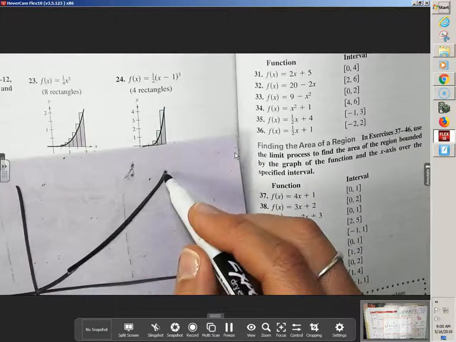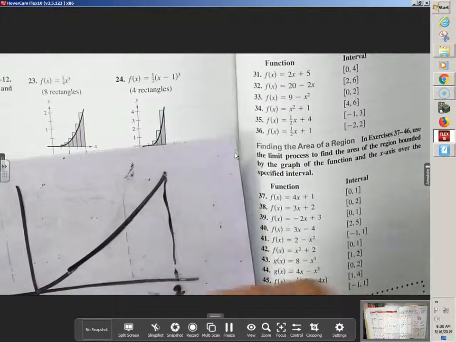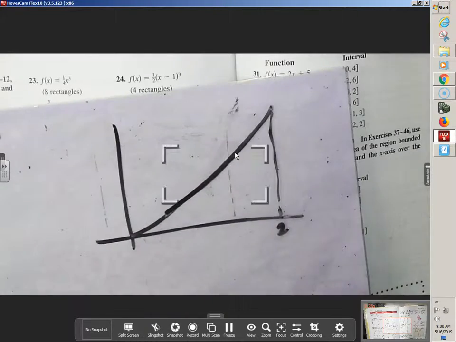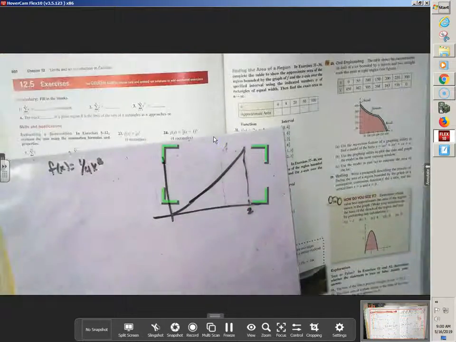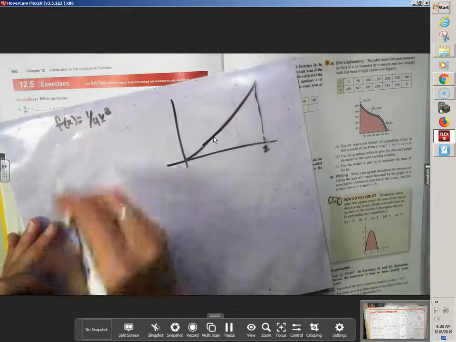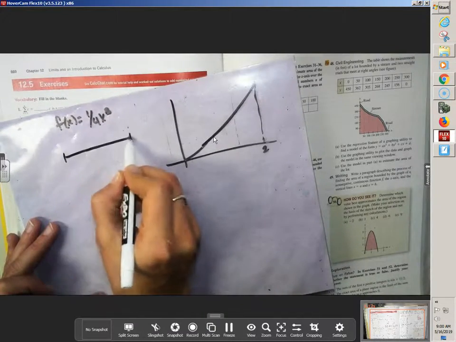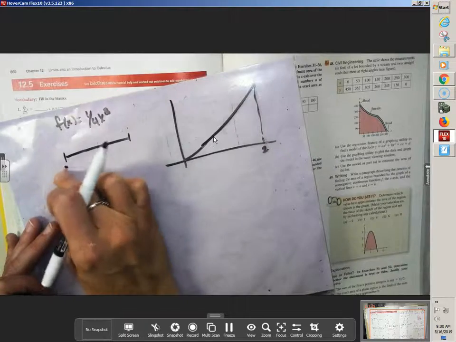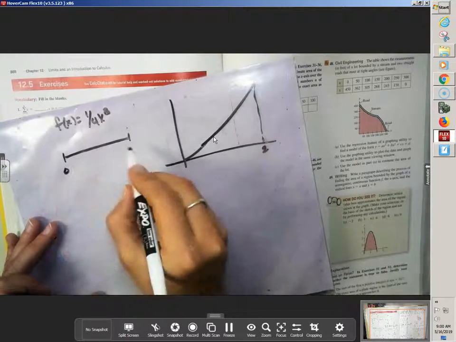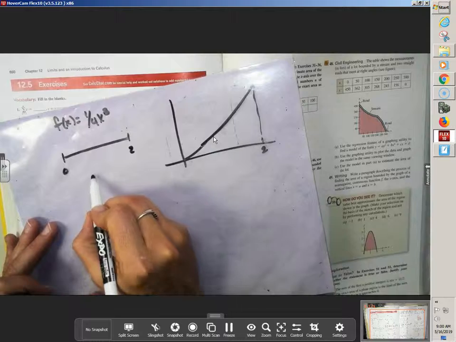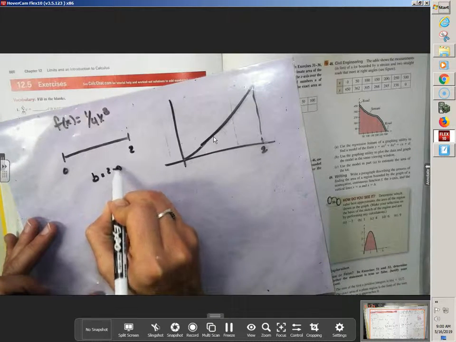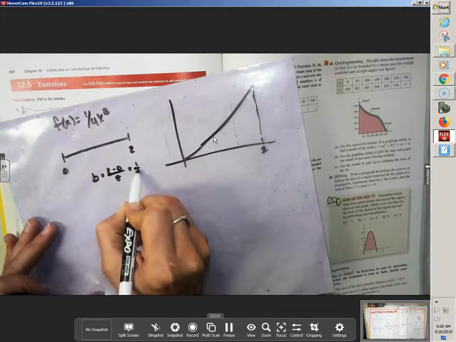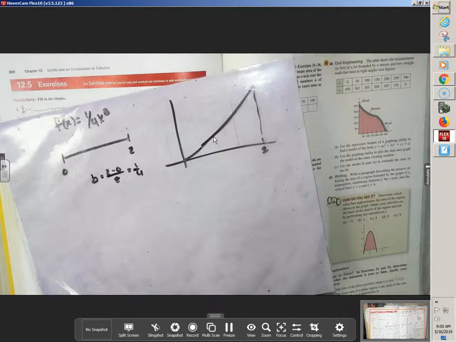Okay. If we were splitting 0 to 2 into 8 pieces, let me zoom out. Did you guys figure out how wide your rectangles would have to be? Yeah, 1/4. Because you would have to think your bases need to be 2 minus 0 all over 8, which would be 1/4. And this marker's a bit too thick. Can I find a thinner marker? Aha! Got it.